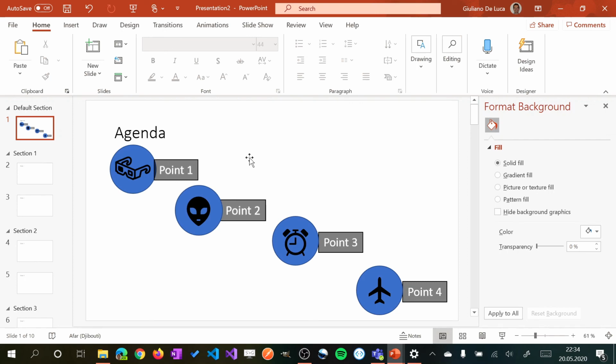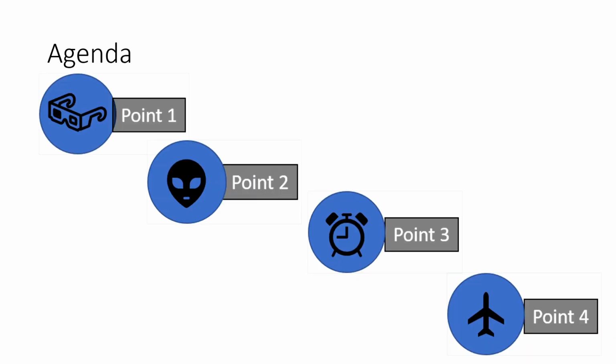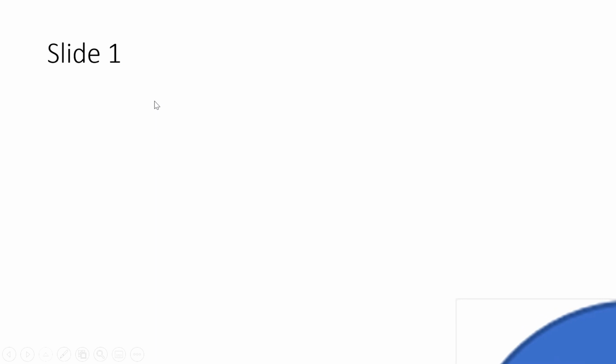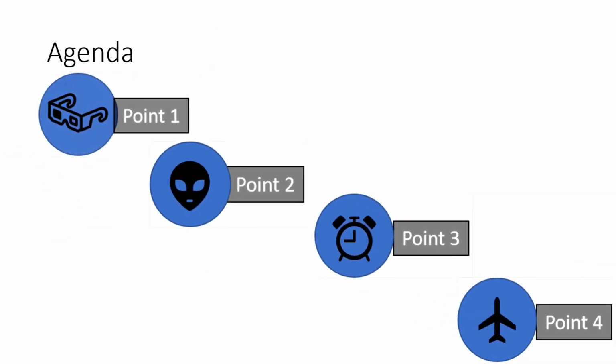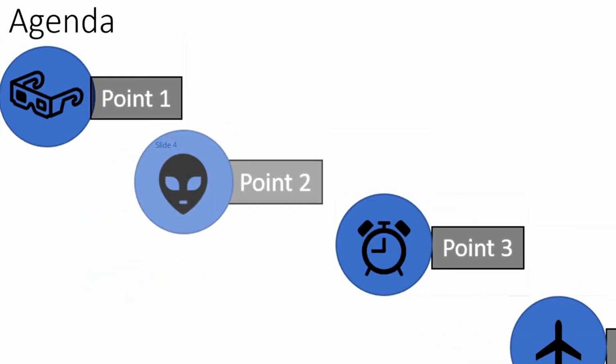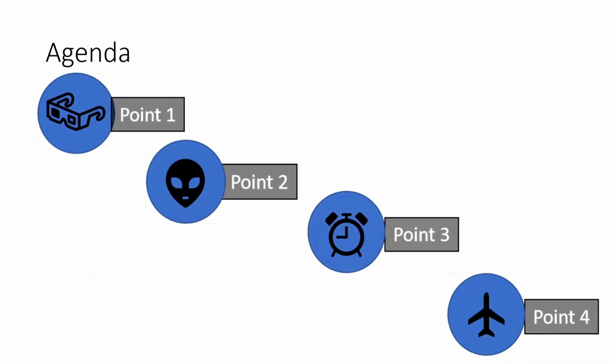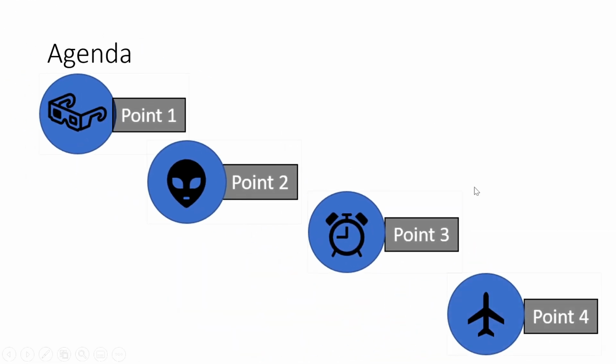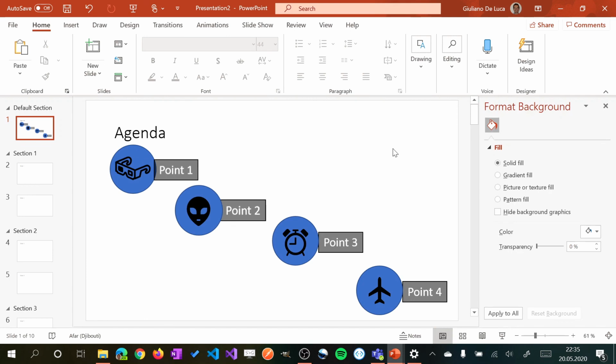Okay, now if I start the presentation, I have the possibility to jump to the first slide, to the second, then on this one, 5, 6, and then the last 3 slides. So this is how you can easily implement the zoom animation on your PowerPoint.